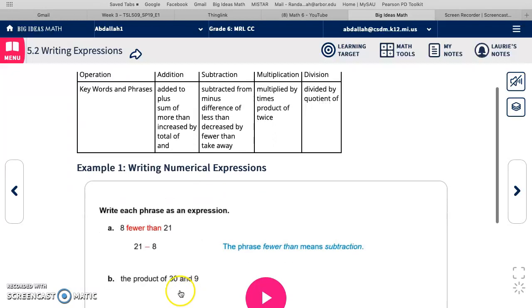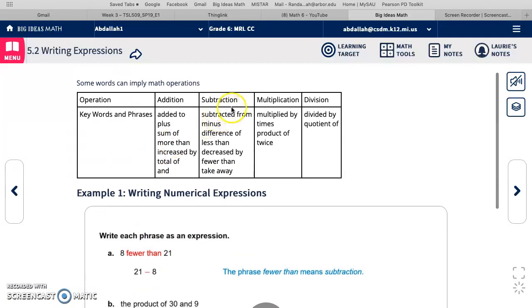So for example, where it says the product of 30 and 9, "30 and 9" does not mean to add, because it's telling you the product. So look at your vocabulary first. Unless I said, what is 30 and 9, then you know it's 30 plus 9. I would not use anything like that to trick you. So just so you know, look for the vocabulary first.